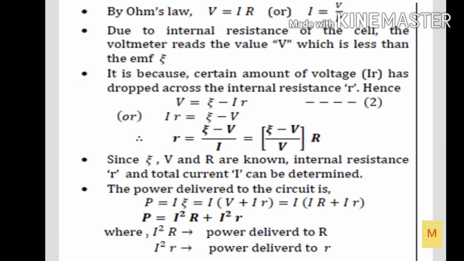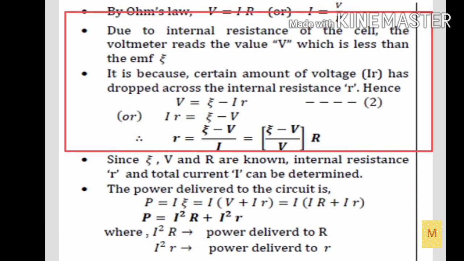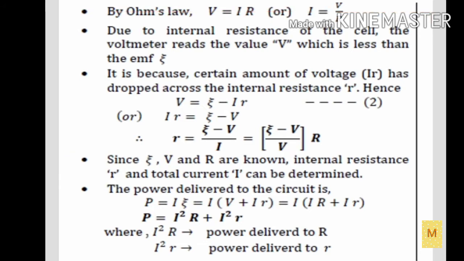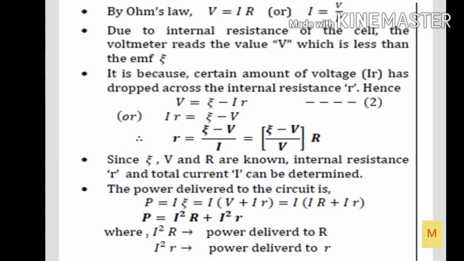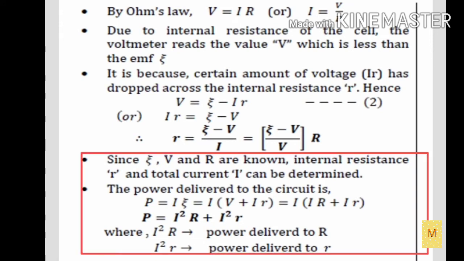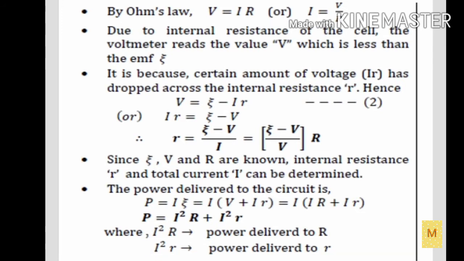Hence, we can write the potential difference equation as V is equal to psi minus Ir, where Ir is equal to psi minus capital V, where small r is equal to psi minus V by I, which is equal to psi minus V by V into R. Since psi, V and R are known, internal resistance small r and the total current I can be determined.